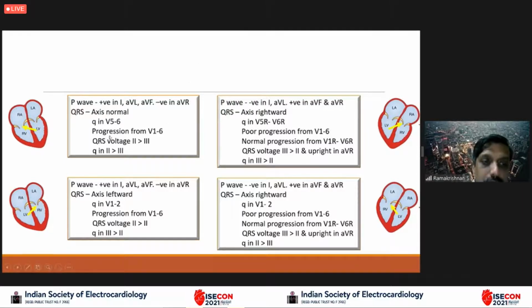Coming to the lower panel on the left side, you have the situs solitus, which is represented by positive in lead 1, AVL and AVF, and negative in AVR, and the axis will be leftward. But importantly, if you have AV discordance here, then you'll have a Q wave in V1 and V2, and the progression will be there from V1 to V6, but the QRS voltage will be, especially Q will be greater in 3 than 2. And the combination will alter if you have dextrocardia along with AV discordance.